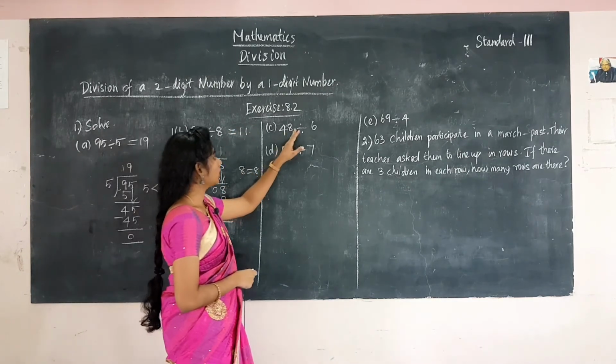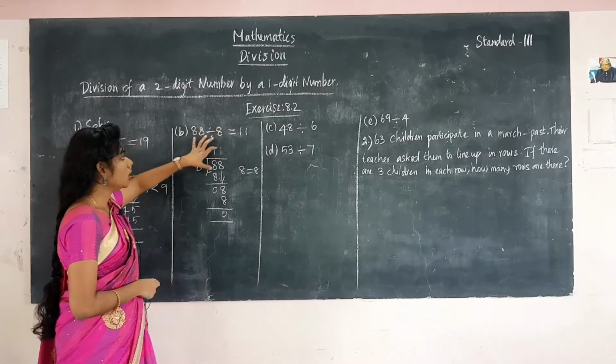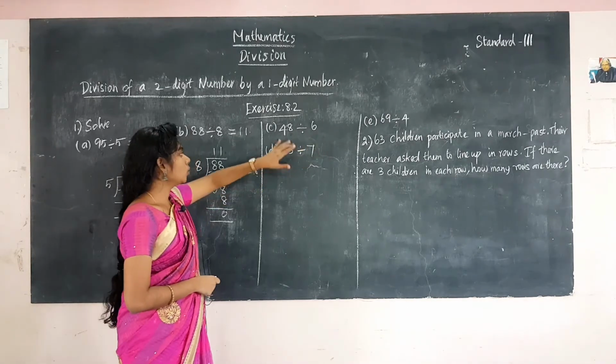And see here, 48 divided by 6. You are going to do this as your homework. The same process: write the dividend inside and the divisor outside and solve the problem.